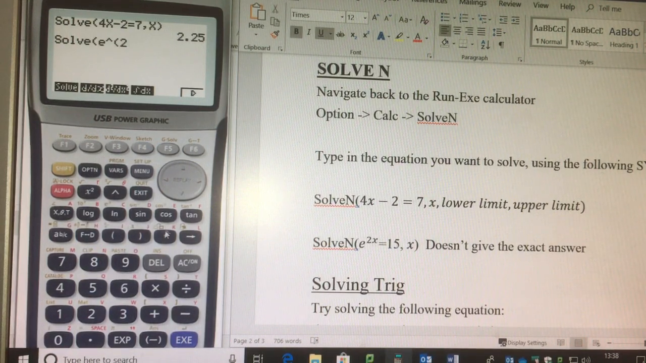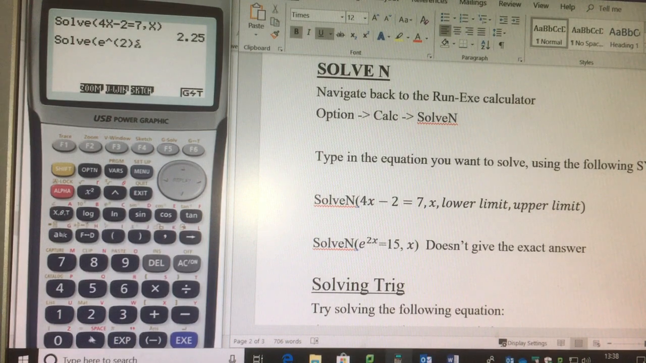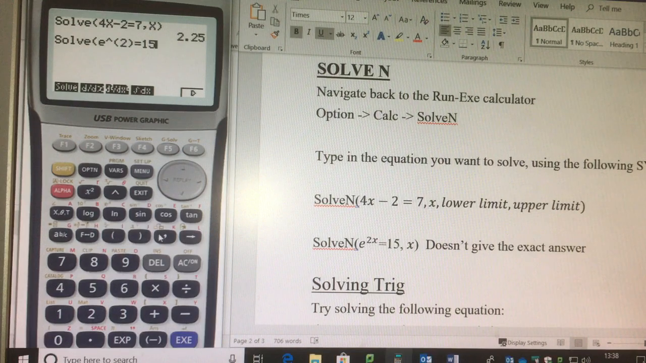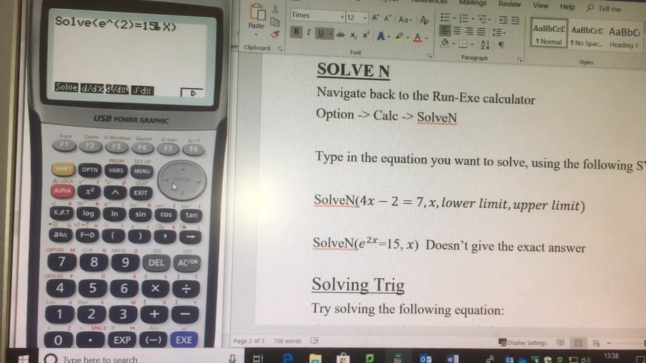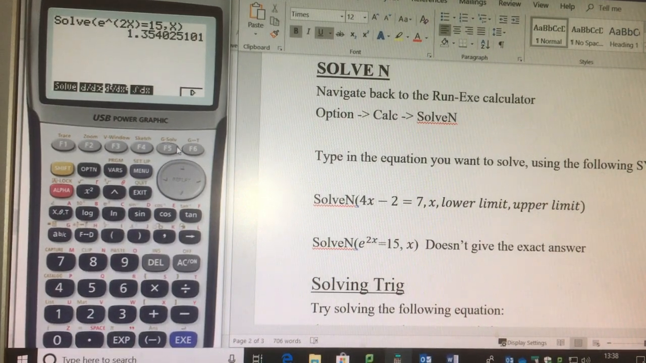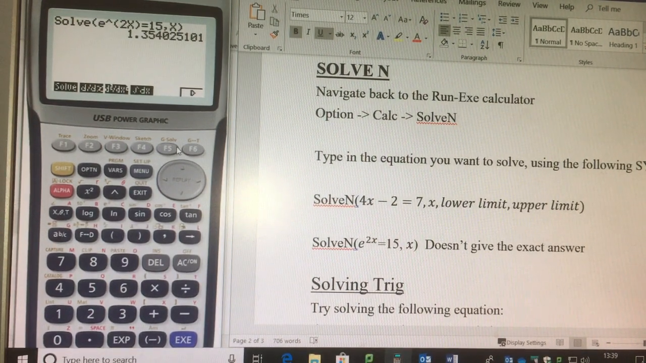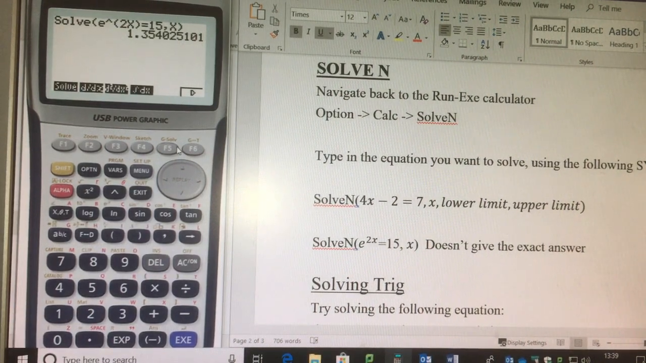So e to the 2x equals 15. Put a comma, put the thing you're trying to solve for, so x, close the brackets, hit equals. What have we done? Can't solve. Oh, I forgot to put x in. Oops. And then it'll solve it. Okay, again, it might not solve it exactly, but you can use that to check any answers, and for trig it will. So next up, we're going to try and solve a trig equation.